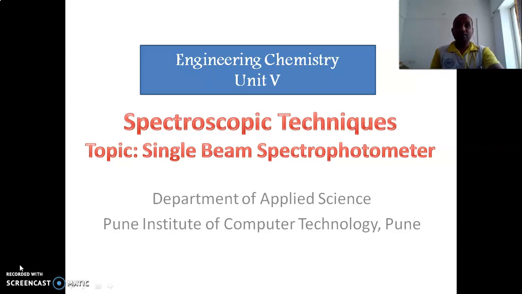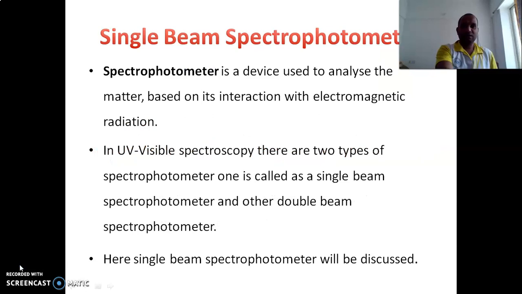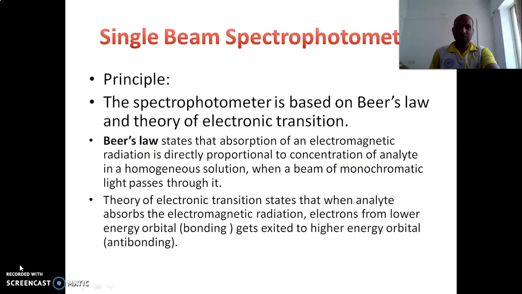The UV visible spectrophotometers are of two types. One is called a single beam spectrophotometer and another is called a double beam spectrophotometer. Here we are going to discuss the single beam spectrophotometer. The single beam spectrophotometer and double beam spectrophotometer both work on the principle of Beer's law and the theory of electronic transition. What is Beer's law?